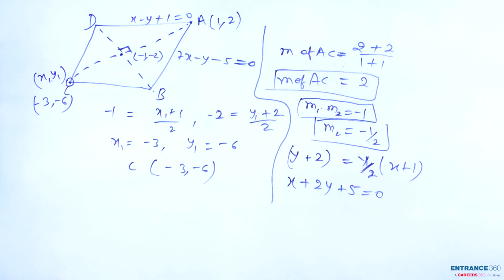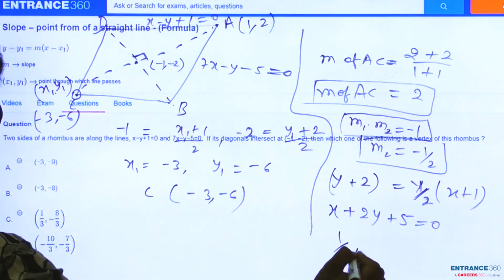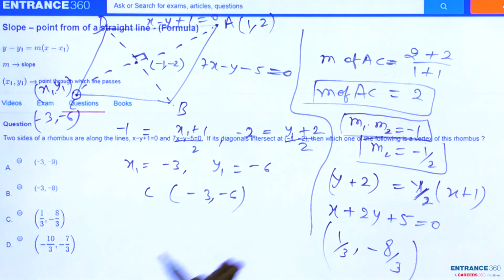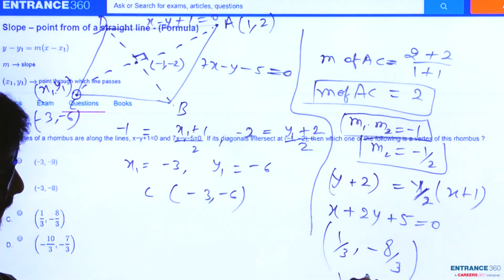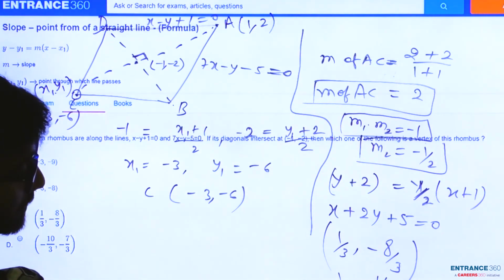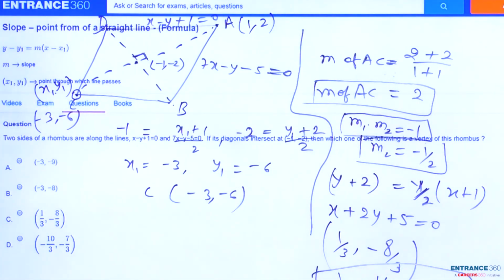Let's see the options. When we put in the options, the point (1 by 3, minus 8 by 3) satisfies this equation: 1 by 3 minus 16 by 3 plus 5 equal to 0. So option C is the correct option.